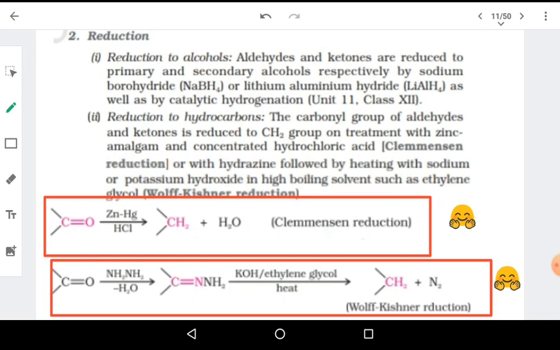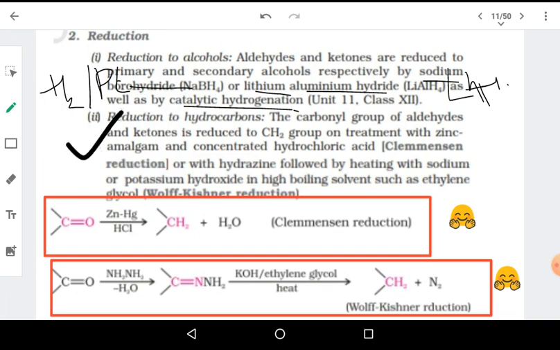Let us now talk about the next reaction. The first one is the reduction reaction. When we talk about reduction reaction, the first one is reduction to alcohols, which we have already discussed. We can use either sodium borohydride, NaBH4, or lithium aluminum hydride, that is LiAlH4, or we can carry out catalytic hydrogenation, that is hydrogen in the presence of platinum. All these can be used for this conversion. We have already studied this in the previous chapter. This also we have studied.